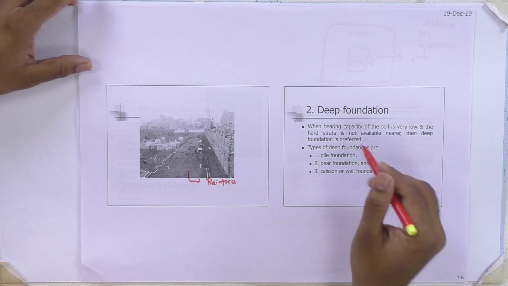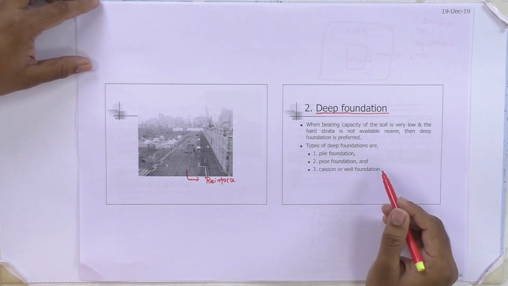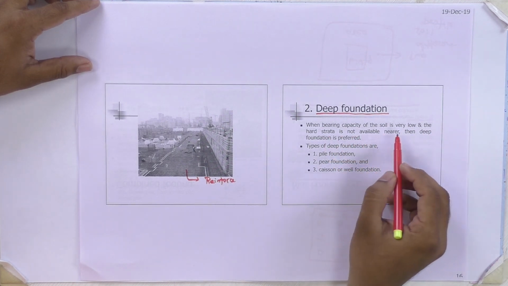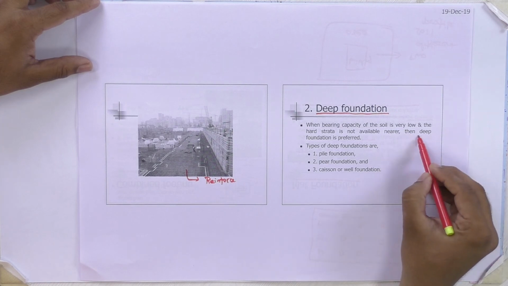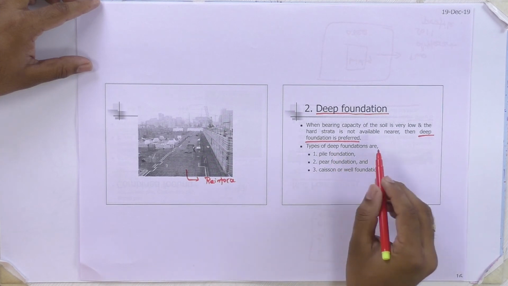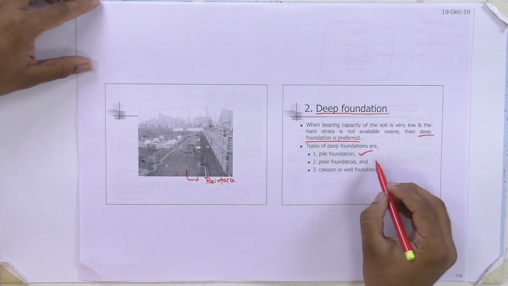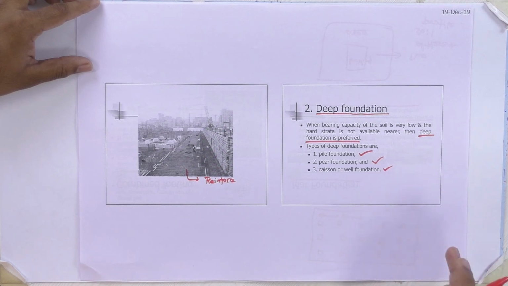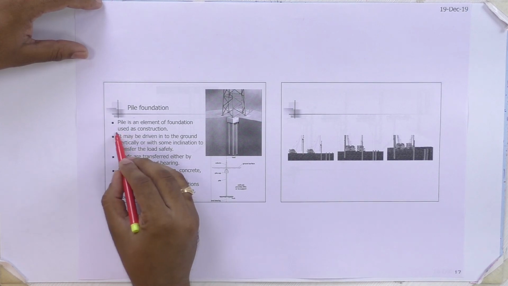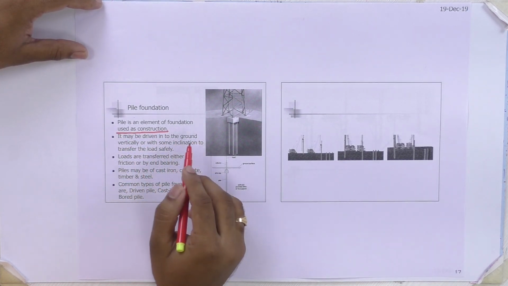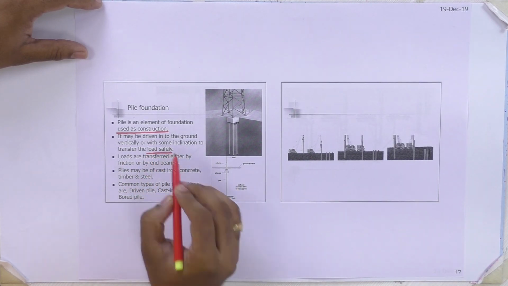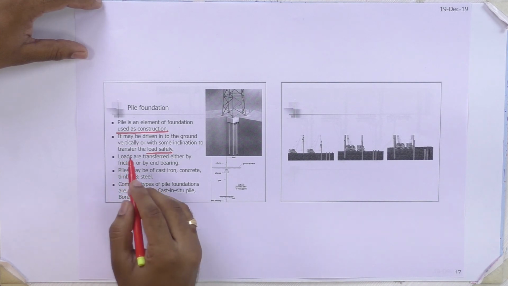Then we are going to deep foundation. In deep foundation, where the bearing capacity of the soil is very low and hard strata is not available, deep foundation should be preferred. The different types of deep foundations are pile foundation and another one, pier foundation, caisson or well foundation. Pile foundation is an element of foundation used in construction. It may be driven into the ground vertically or with some inclination to transfer the load very safely, and the load is transferred either by friction or by end bearing.